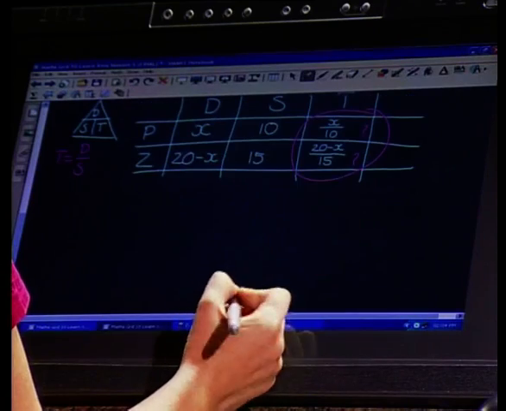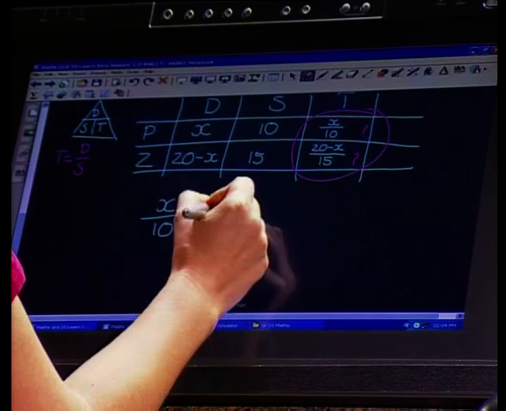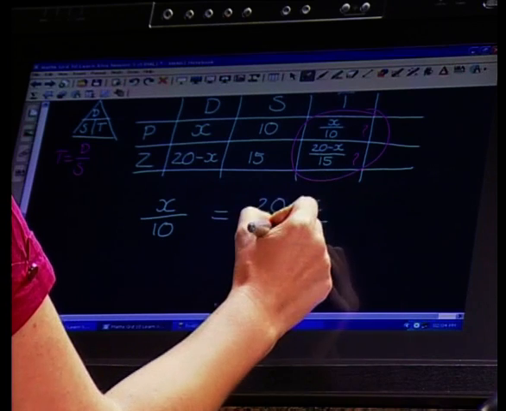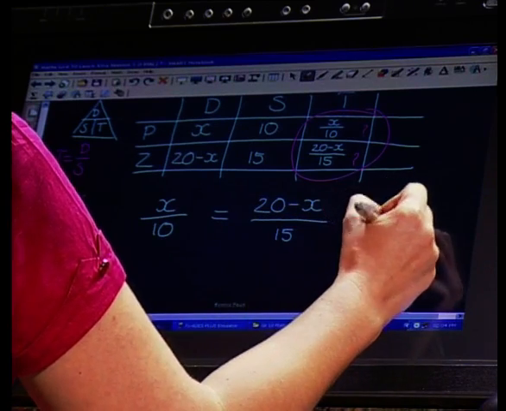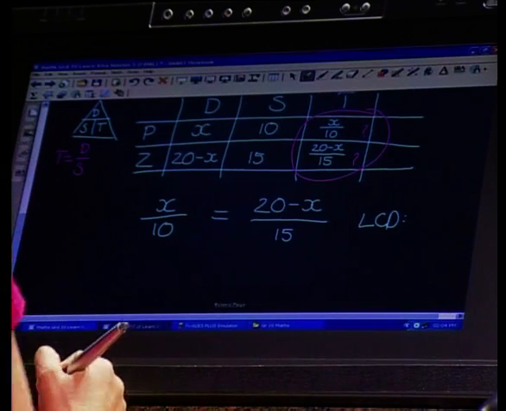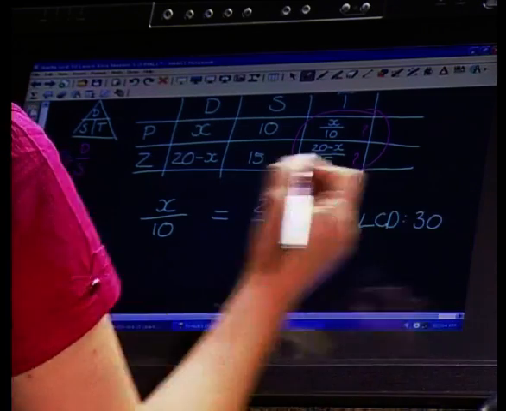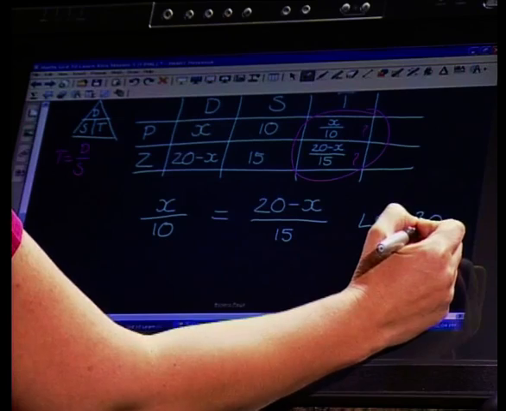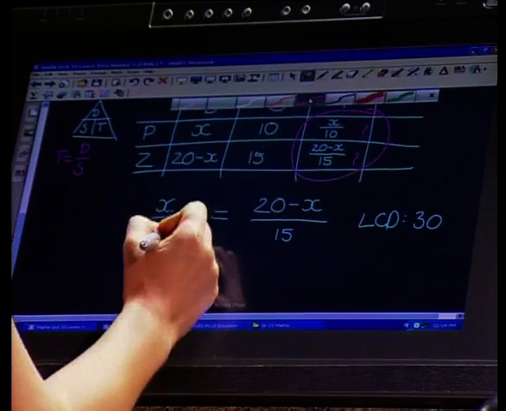Let's form the equation. Okay, so the equation is going to be x divided by 10 equals (20 minus x) over 15. Once again, we have fractions, so we're going to look for a lowest common denominator, and it's going to be 30. How did I get 30? Well, 3 times 10 makes 30, and 2 times 15 makes 30. So both of them can become 30 by doing a simple multiplication.